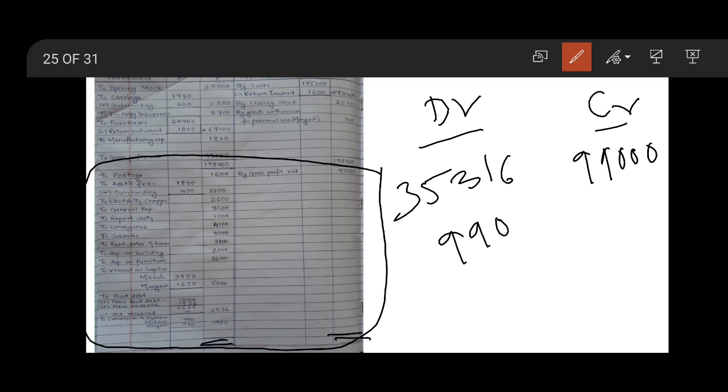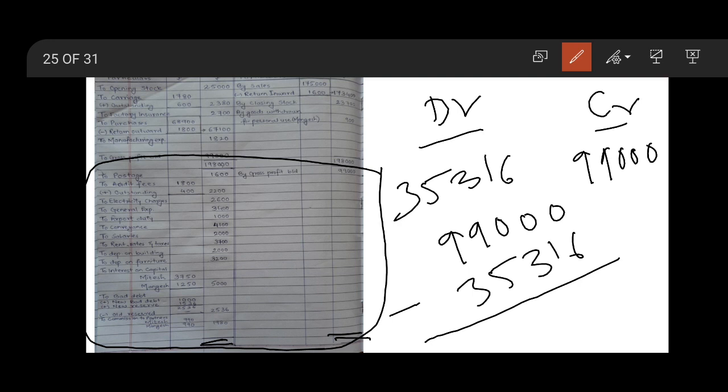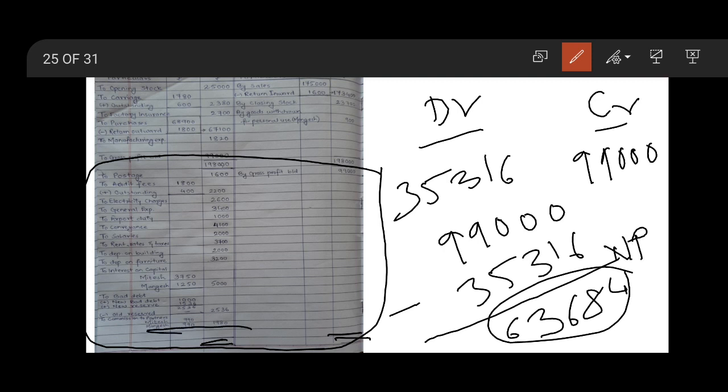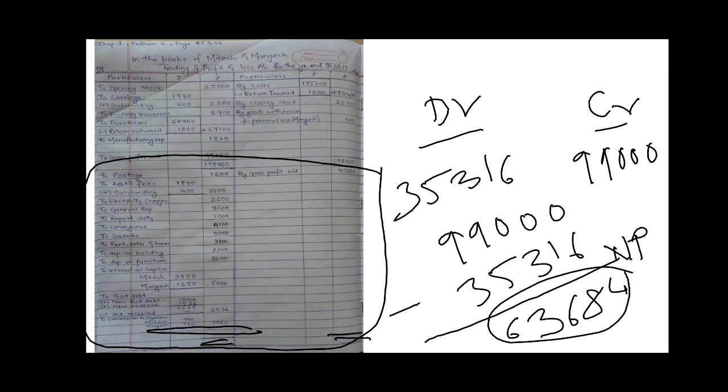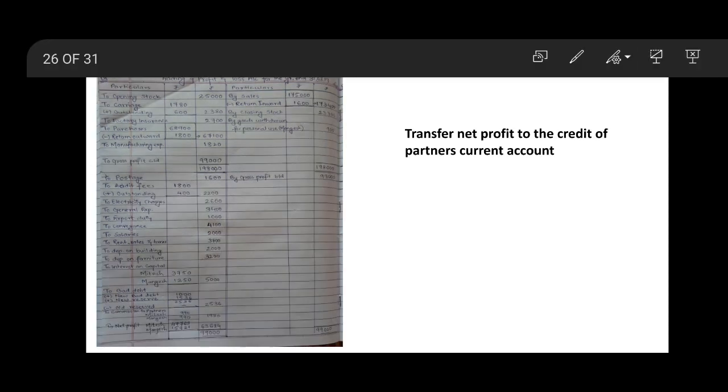This 99,000 less 35,316, you will get 63,684, and this is nothing but net profit, which we write here. How? See, you can see here net profit is written to net profit, and then this net profit is distributed among two partners.